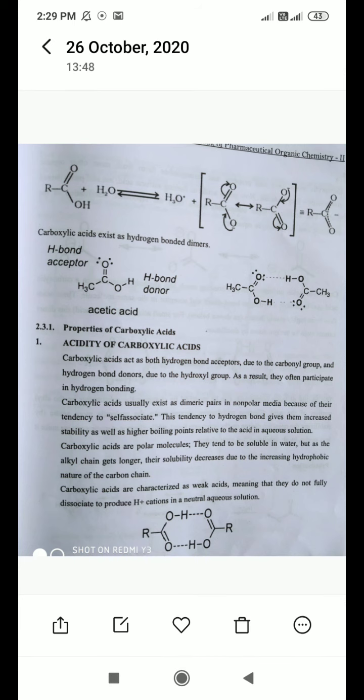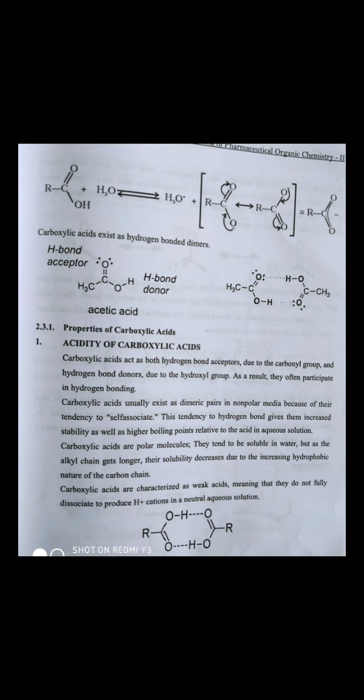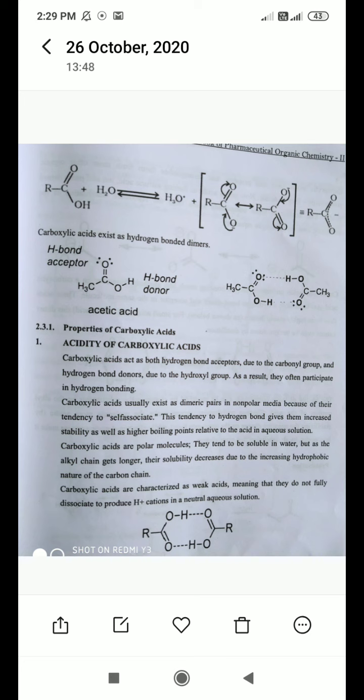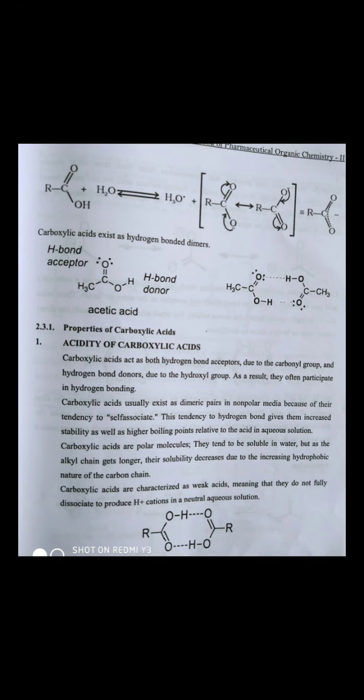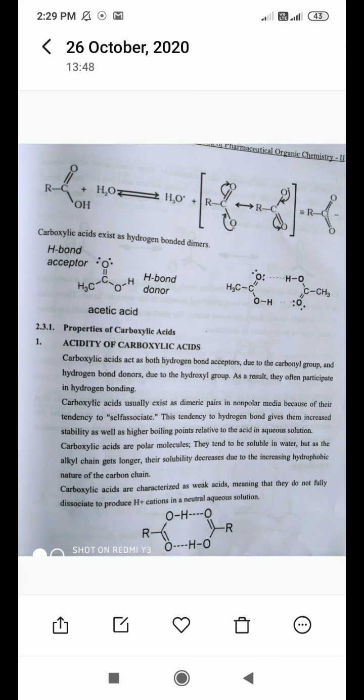just consider the example H2O. How does it dissociate? H2O can dissociate into H plus and OH minus. This OH is responsible for the polar nature of the compound. Because of this hydroxyl group, we can say water is polar in nature.